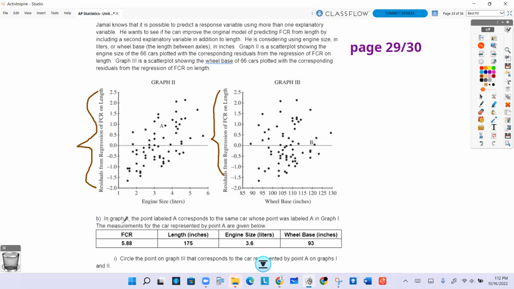So it says part B in graph 2, the point labeled A corresponds to the same car whose point was labeled A in graph 1. Now, if you remember in graph 1, that residual was, I believe, 0.955, right?